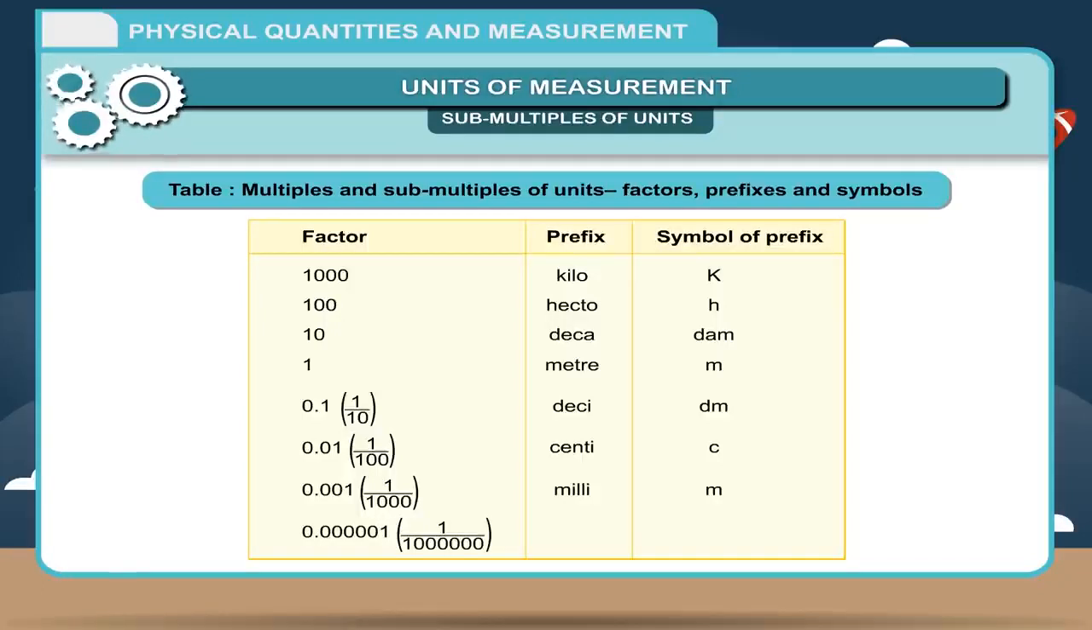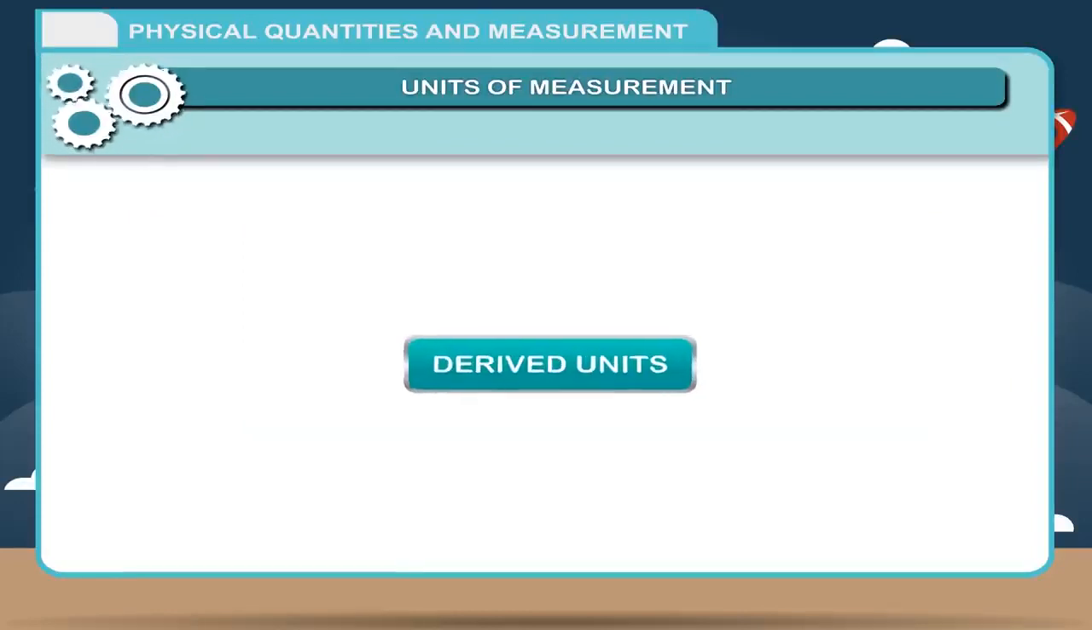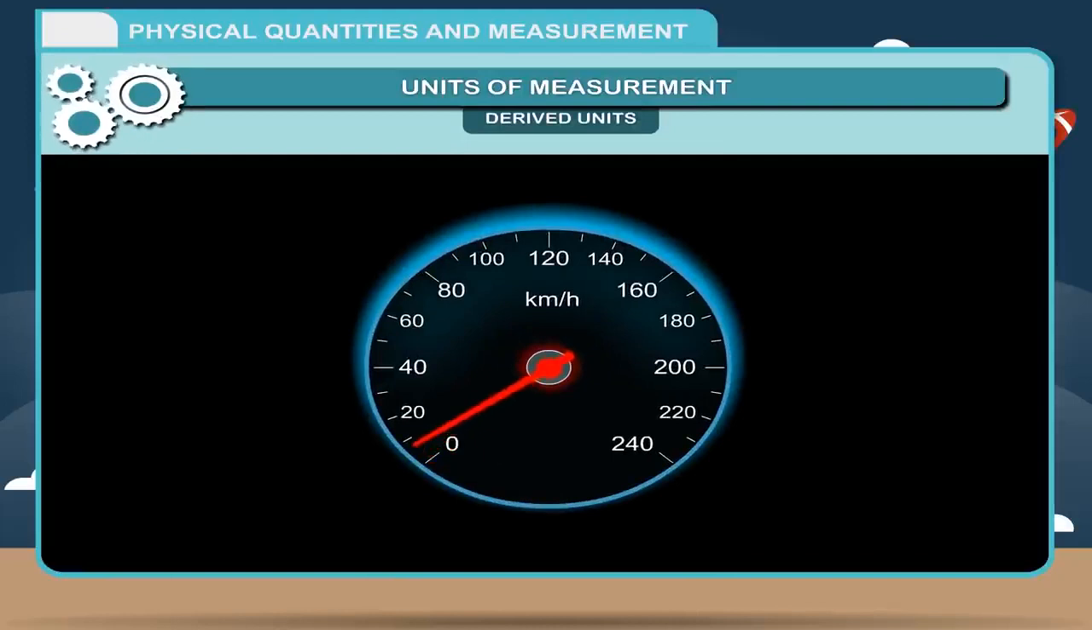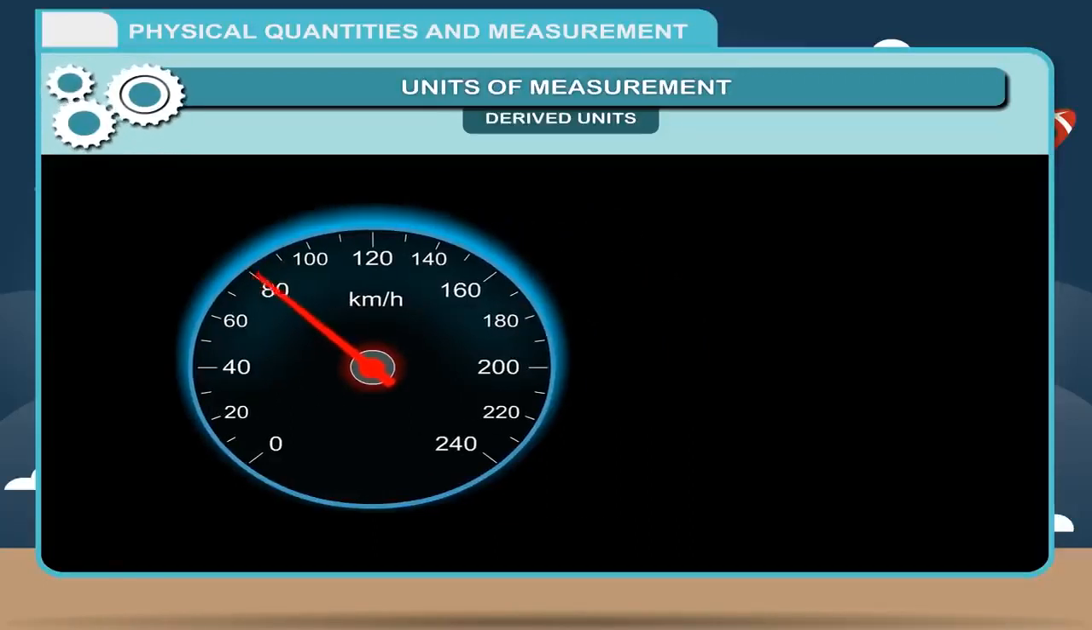0.000001, 1 upon 10 lakh, micro. Derived units. The units which are obtained with the help of the fundamental units are called derived units. They strictly depend on the fundamental units. The derived units are formed by the combination of one or more fundamental units.